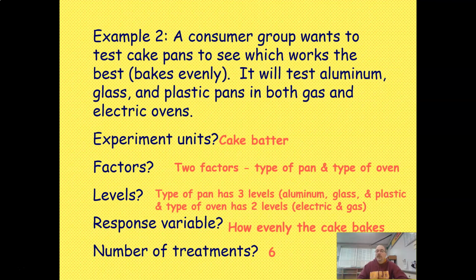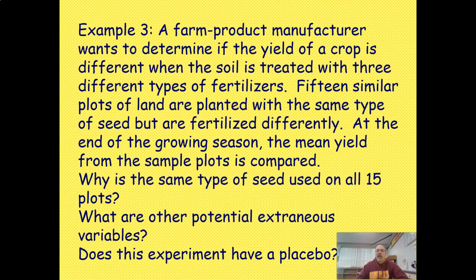All right, let's look at another one. A farm product manufacturer wants to determine if the yield of a crop is different when the soil is treated with 3 different types of fertilizers. 15 similar plots of land are planted with the same type of seed but are fertilized differently. That sounds familiar, doesn't it? At the end of the growing season, the mean yield from the sample plot is compared. Now, the questions are different. So this is what we saw a couple of examples ago.